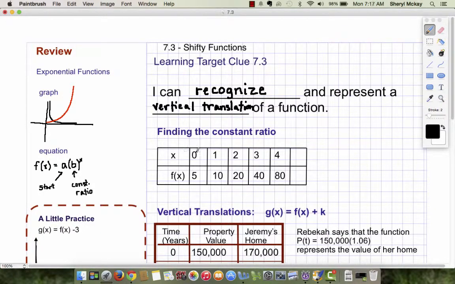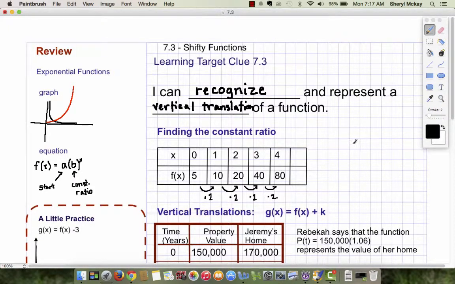We have x equals 0 and f of x equals 5. X equals 1 and f of x equals 10. X equals 2, f of x equals 20. X equals 3, f of x equals 40. X equals 4, f of x equals 80. Can you tell me what the constant ratio is? What are we doing to get from 5 to 10, 10 to 20, 20 to 40, 40 to 80? That's right, we're multiplying by 2 each time. So our constant ratio is 2.